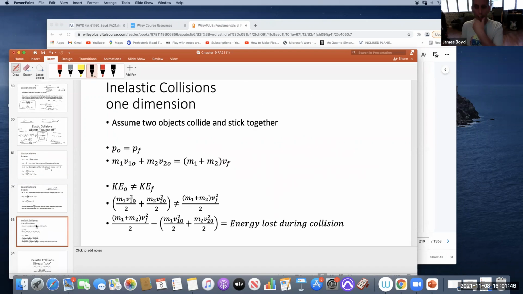In our inelastic collision, once they run into each other, they stick together, which means they become one object heading that way.